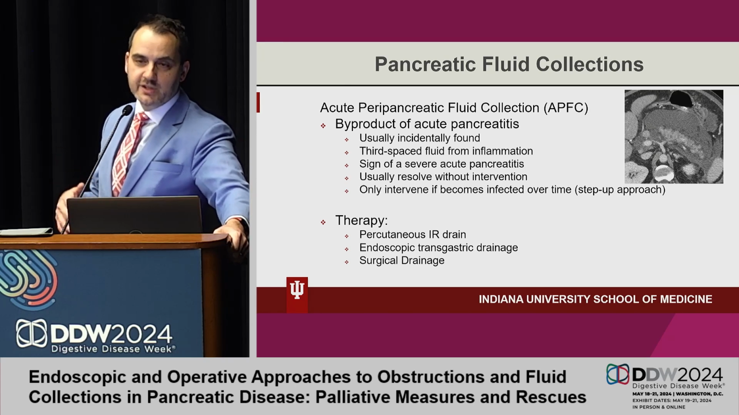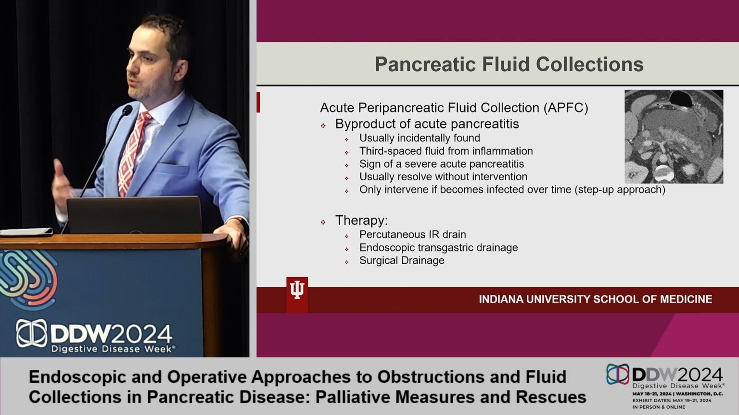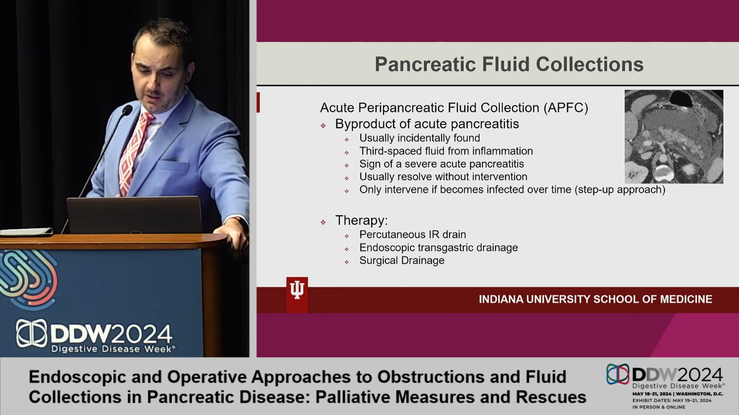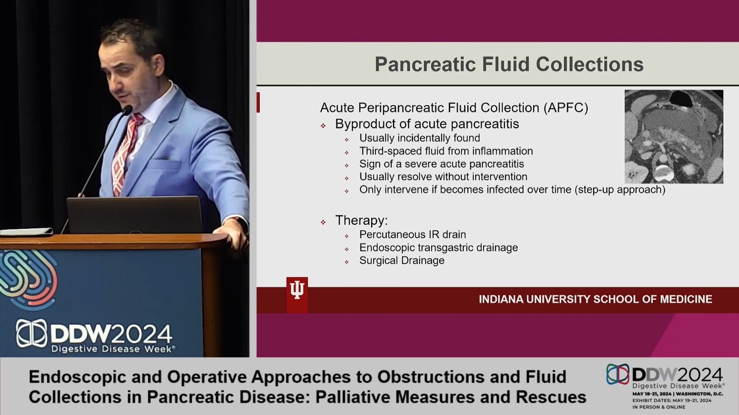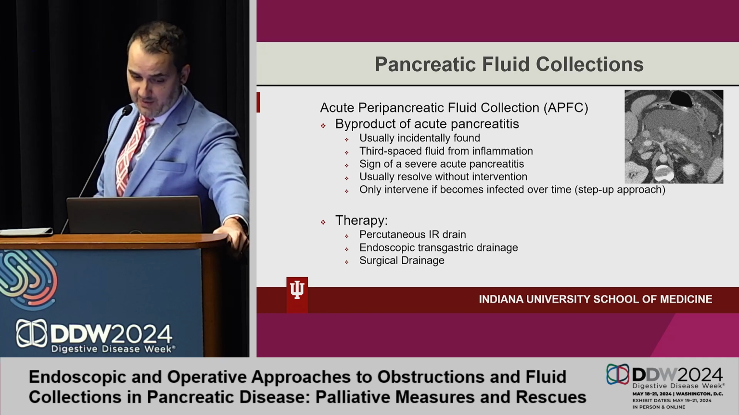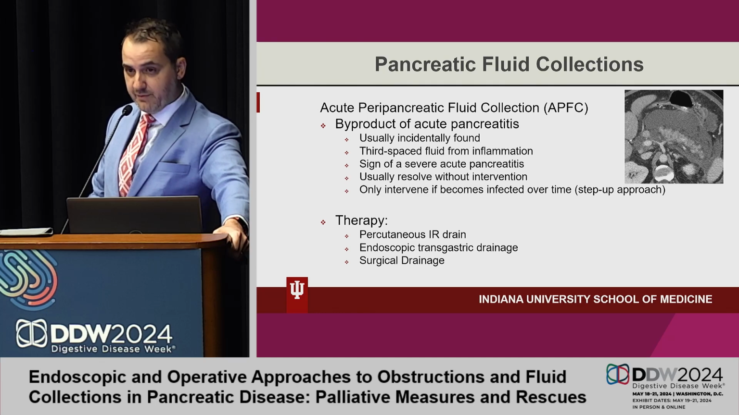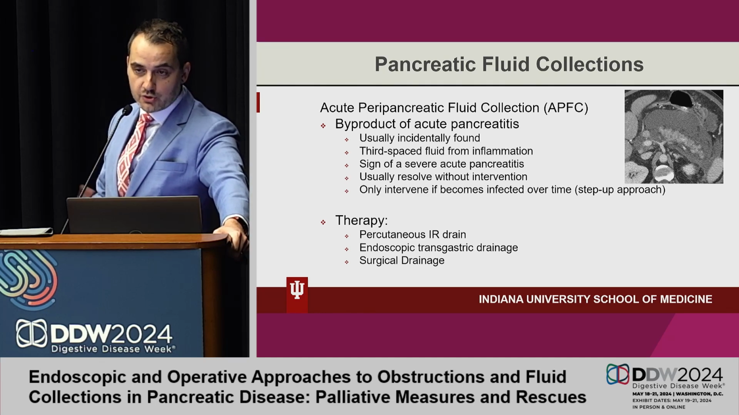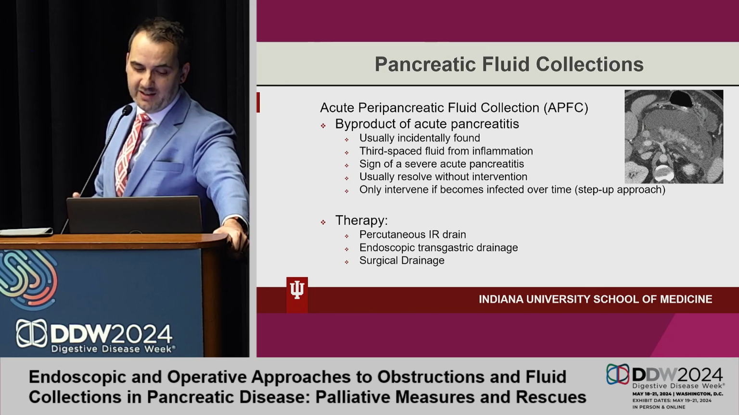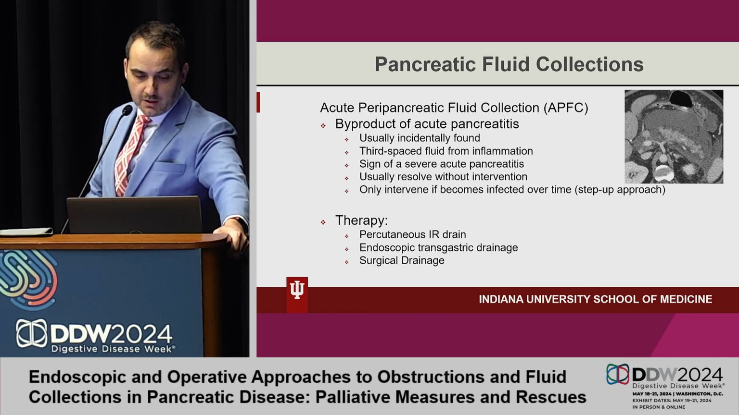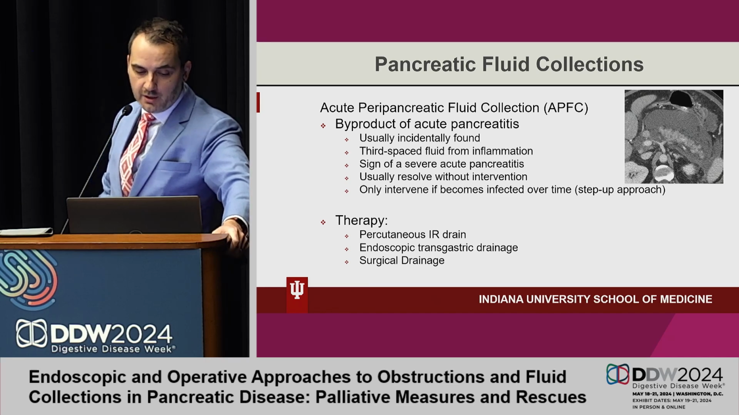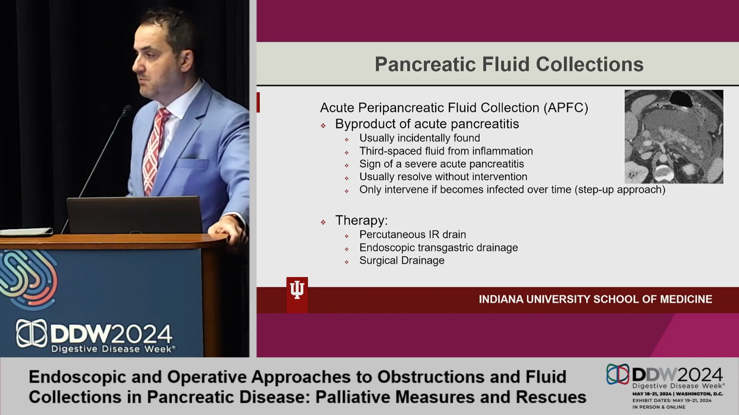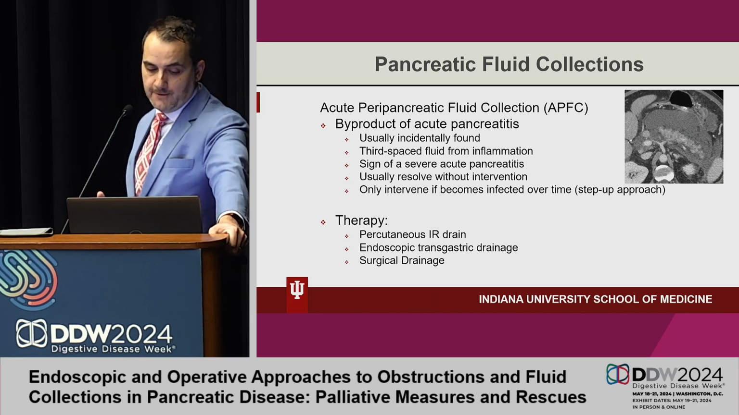And when I say usually incidentally found, this is found in your usual evaluation of cross-sectional imaging. It's a product of third space fluid from the severe inflammation. It's pathognomonic for severe acute pancreatitis above all else, especially if the patient has a lack of end organ dysfunction. Usually most of these will resolve without any direct intervention, as opposed to managing them medically. And typically we intervene only if it becomes infected over time, most centers using the step-up approach.